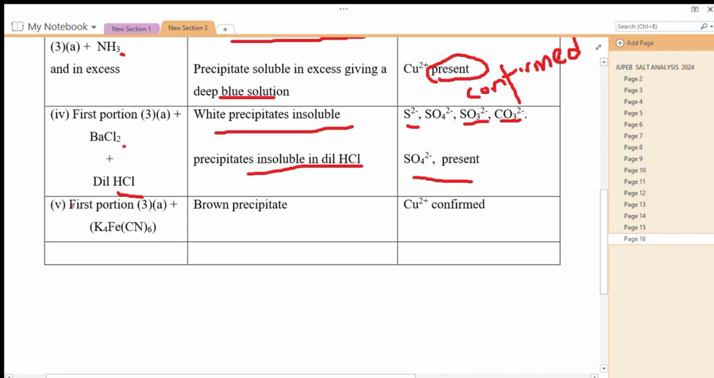Finally, now, if you add another portion plus K4Fe(CN)6, now you're going to have a brown precipitate, which confirms the presence of Cu2+. Make sure you go to your lab and confirm this before the practical day, before the exam day, next month, later this week.